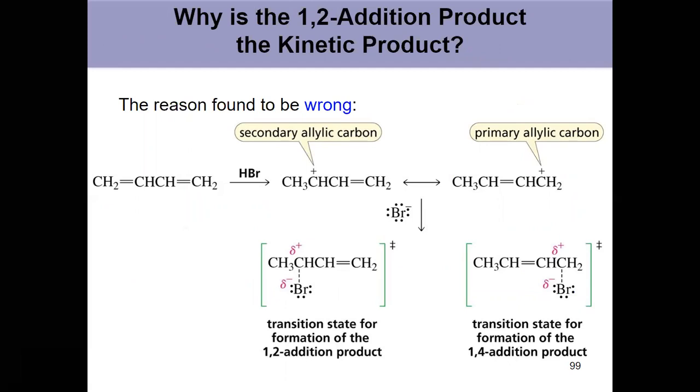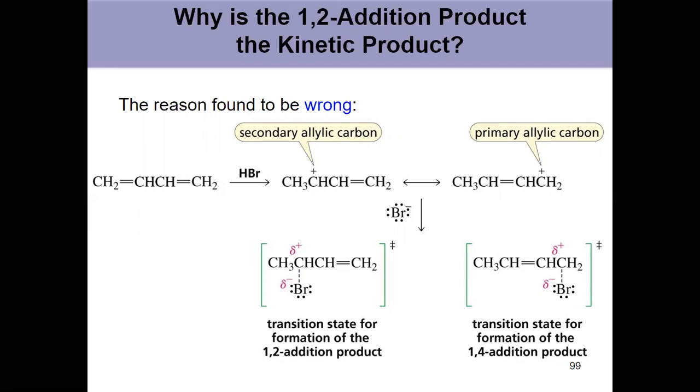Well, it's not a transition state argument, which is usually what we're considering in the world of kinetics. A more stable transition state is lower in energy, so it's easier to overcome the activation energy, reach the transition state, and form the product faster. Nine times out of 10, that's what kinetics is all about. But that's actually not the case here.